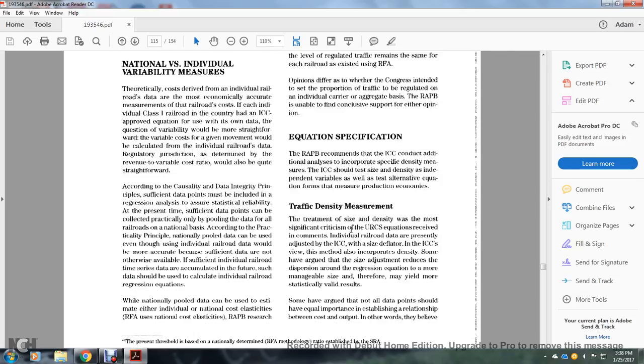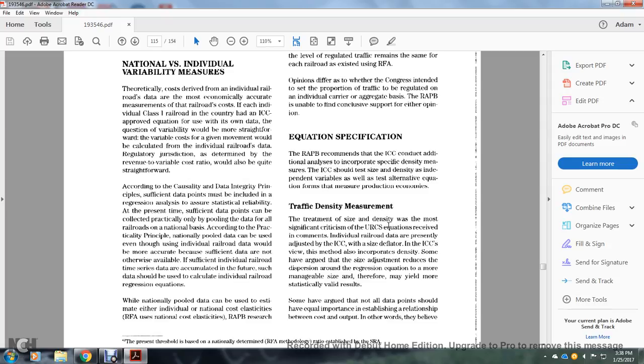The equation specification. The Railroad Accounting Principles Board recommends that the Interstate Commerce Commission conditionally analyze and incorporate a specifically designated measure. The Commission should test size and density as independent variables, as well as test alternative equation forms of the measure of production economies.